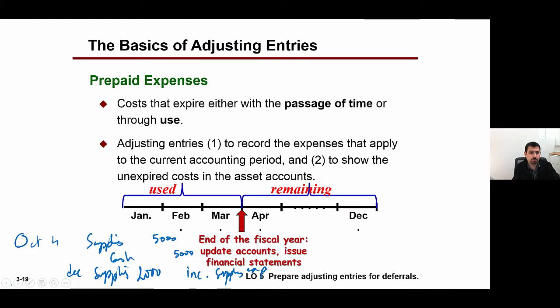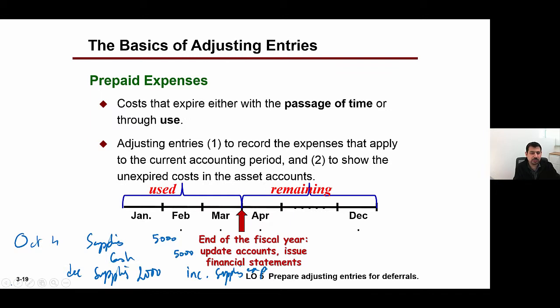And prepaid expenses, those are the costs that would expire. Usually they expire either with the passage of time or through use. Passage of time, for example, when you prepay insurance policies or when you prepay rent. Or through use, like this example here where we used supplies. Now, in general, it is impractical and not efficient to make daily entries for the supplies that we have used. You're not going to make a journal entry every time you use a pen or a pack of papers.